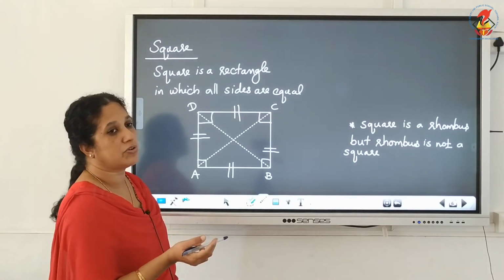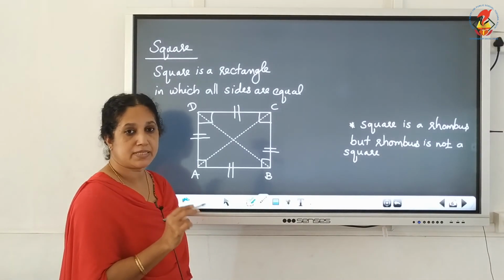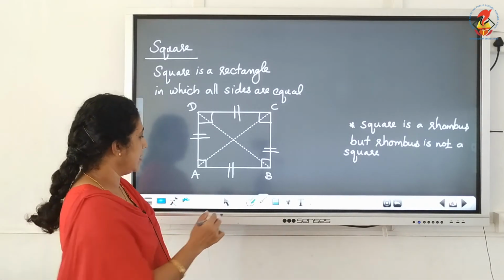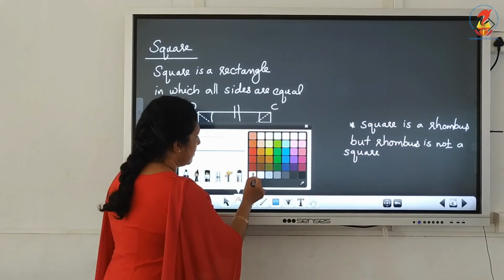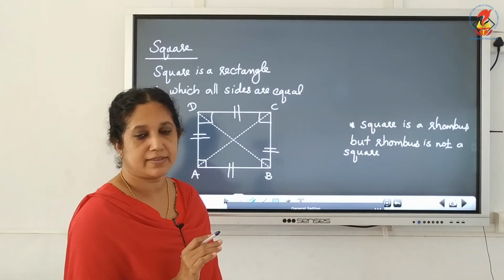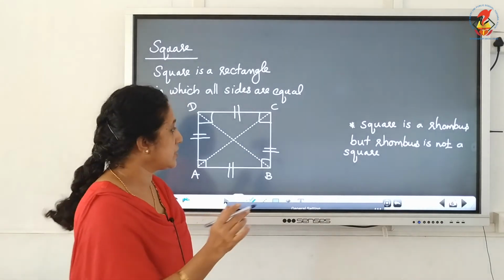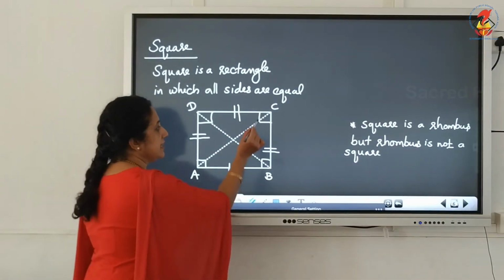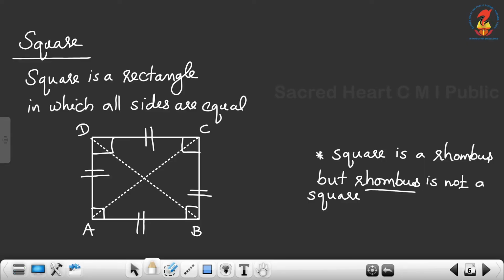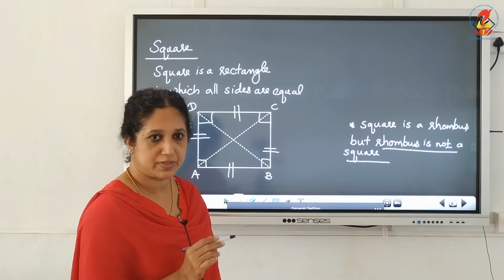But rhombus is not a square. Why? Can you say why rhombus is not a square? Because in the case of rhombus, each angle is not 90 degree. But in the case of square, each angle is equal to 90 degree. So, rhombus is not a square because each angle is not equal to 90 degree.